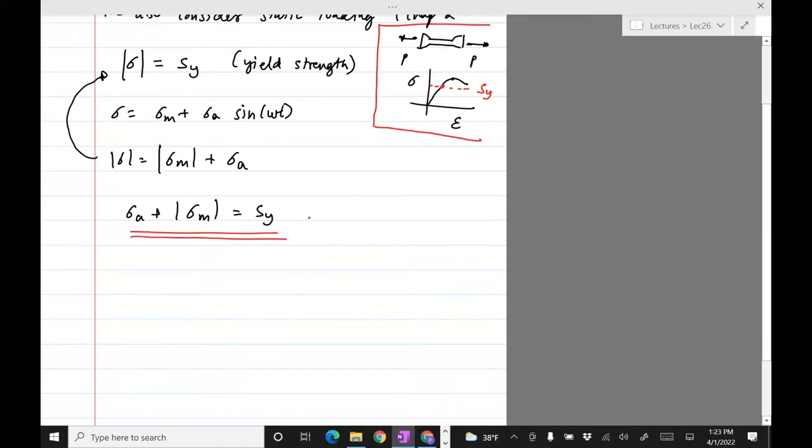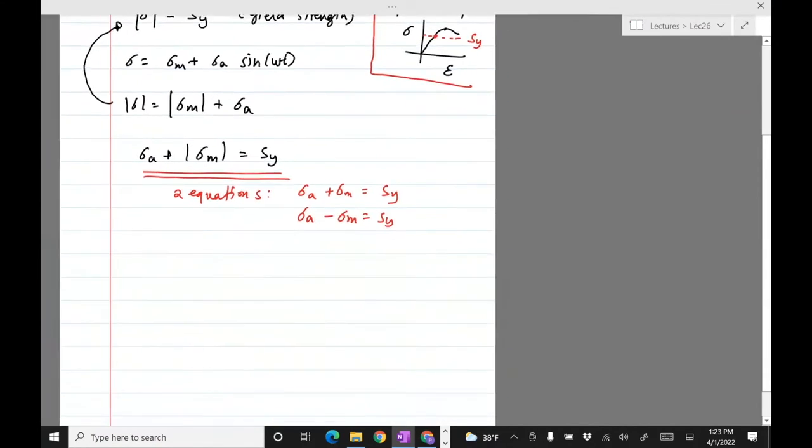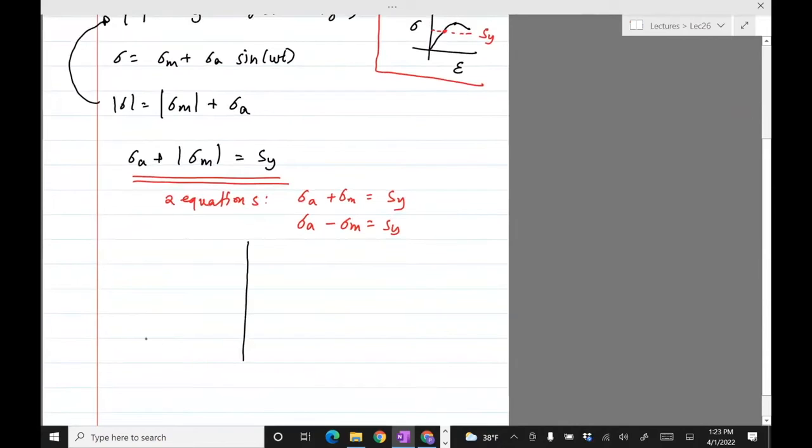This is two equations. One of the equations is sigma A plus sigma M equals Sy. And the other one is sigma A minus sigma M equals Sy. So when we try to plot these two equations on a plot of sigma A, I always have sigma M on the x-axis, sigma A on the y-axis.